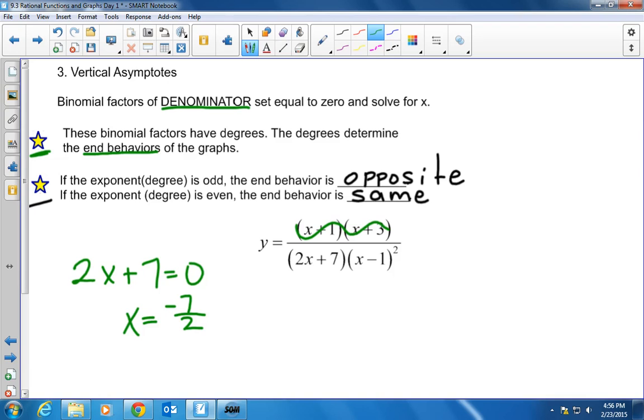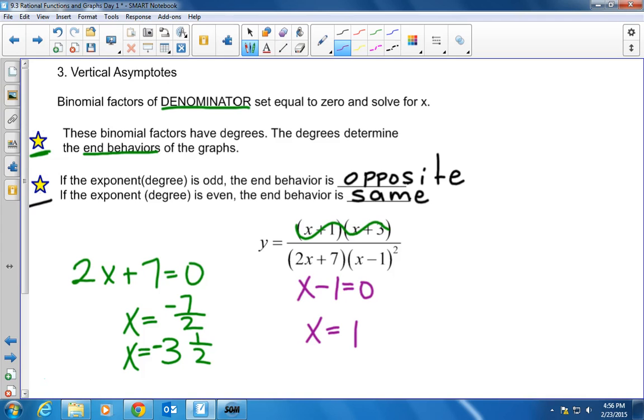And remember, we're graphing here. I cannot really graph a 7 halves, so go ahead and turn it into a mixed number, or you can put it as a decimal, whatever helps you visualize when you do your sketch. So we're going to have x equals negative 3.5. And then for our other polynomial, that's a positive 1, but we're not done yet.